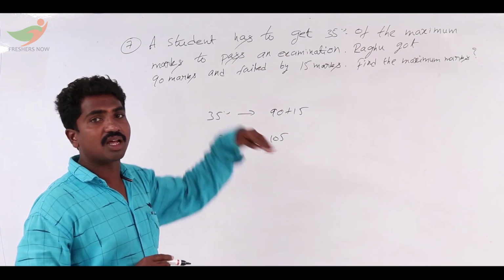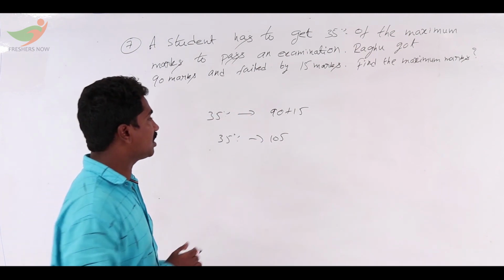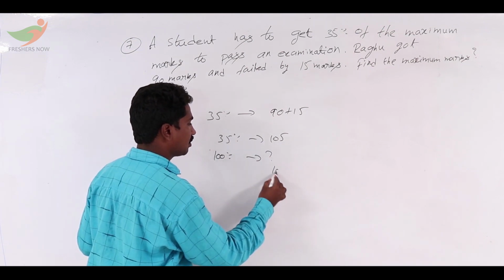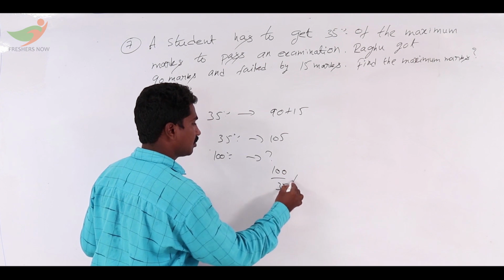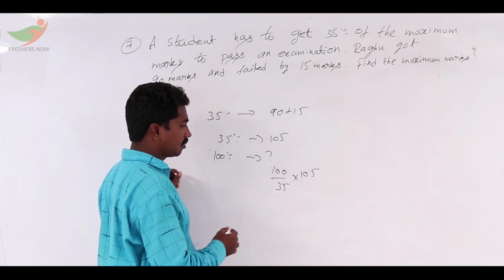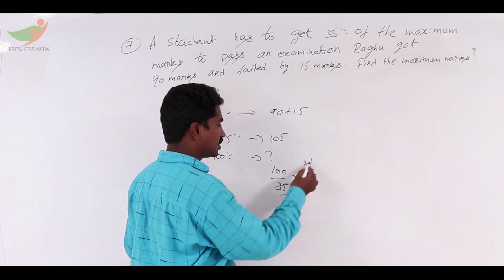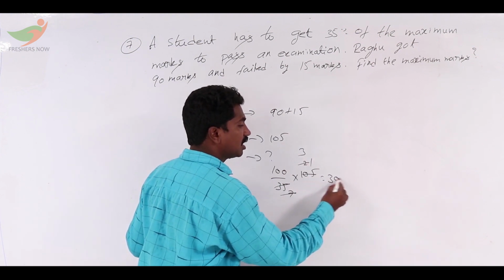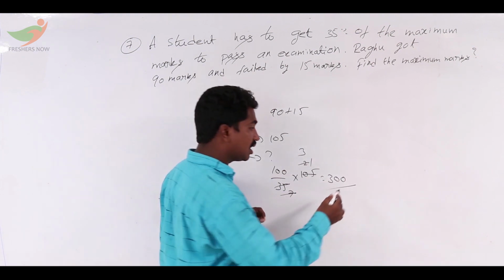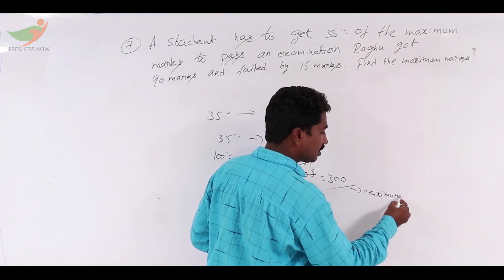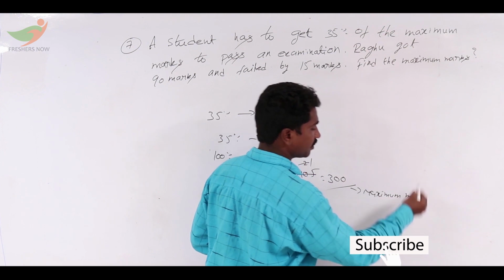Find the maximum marks. The maximum marks are always 100%. Here we find the 100% value, how much? So here 300 marks. These are the maximum marks.